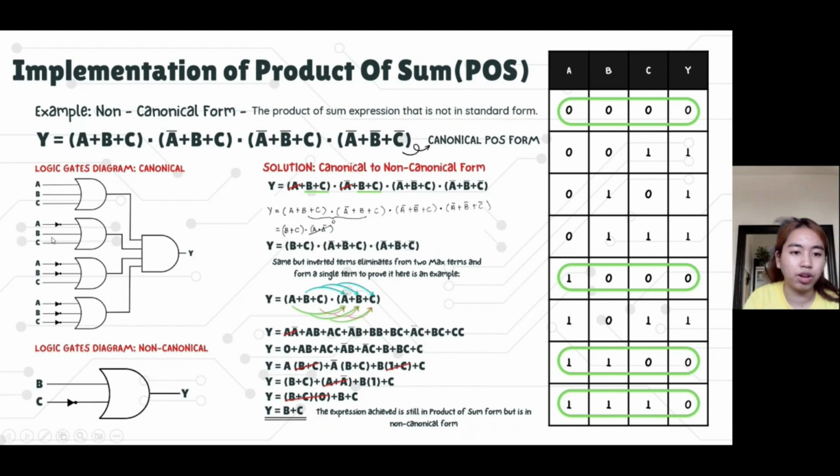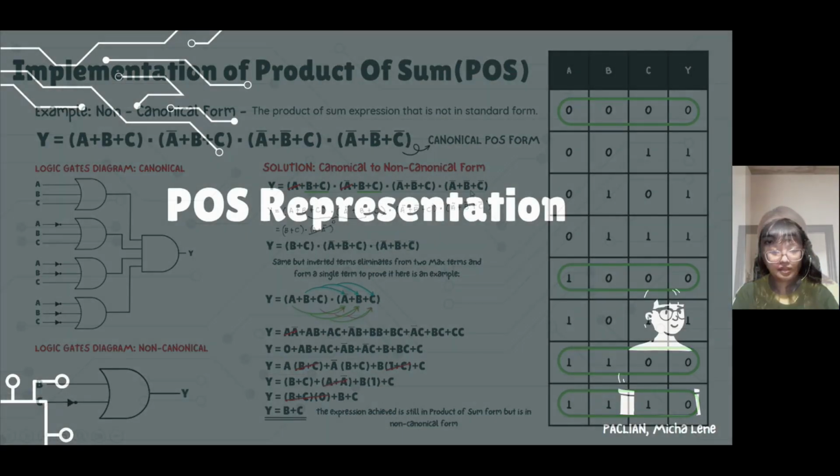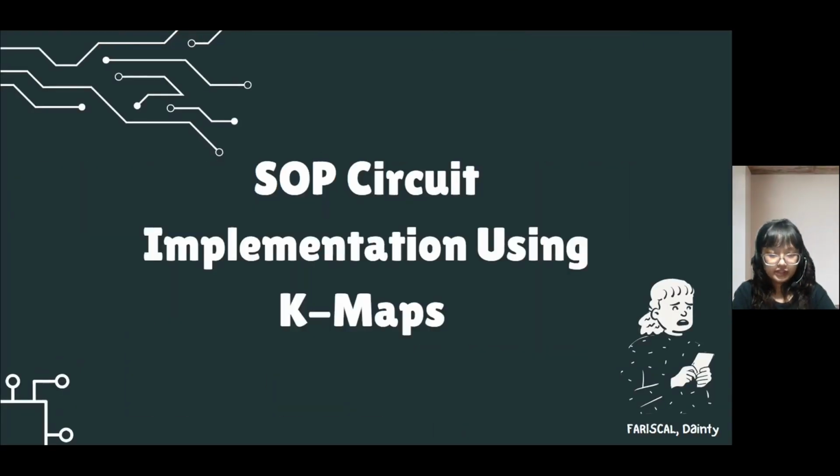So here I also made the logic gates diagram for the canonical, which is this truth table, and the non-canonical logic gate diagram for this expression. That's all. Thank you. We will now move to the SOP, or the sum of product circuit implementation using K-maps.